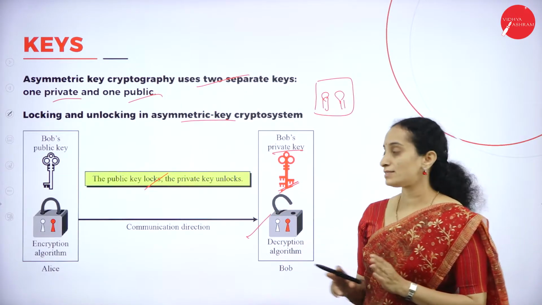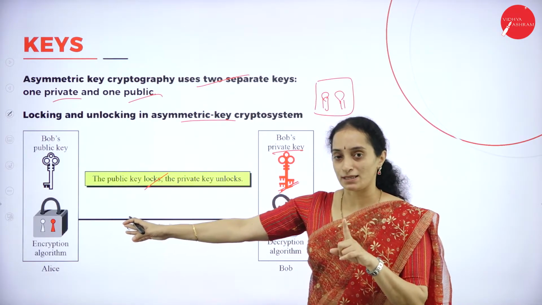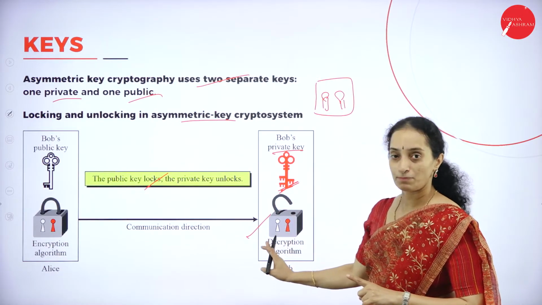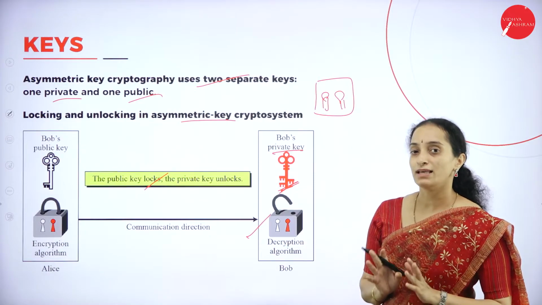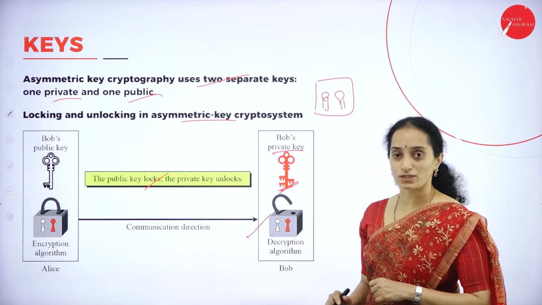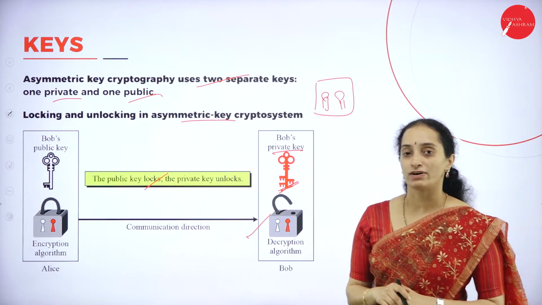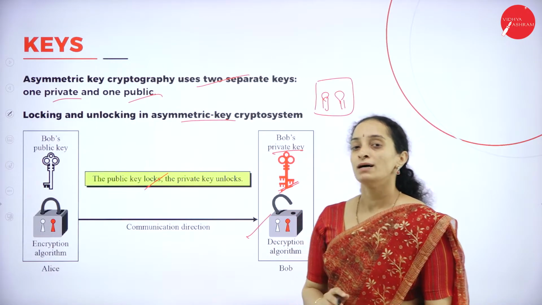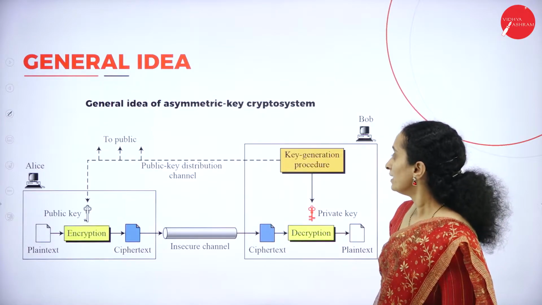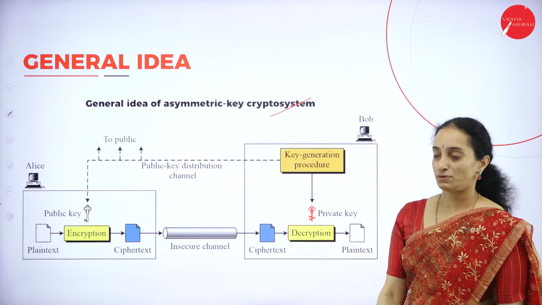The same concept is used here. While locking, one public key is enough, but for unlocking, both public key as well as private key are needed by the receiver. Who is going to generate these both keys is not the sender. It is the responsibility of the receiver to generate both the public and the private keys. Okay, here we have a general idea of the asymmetric key crypto system.